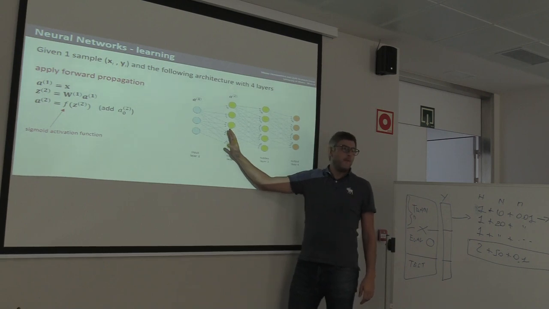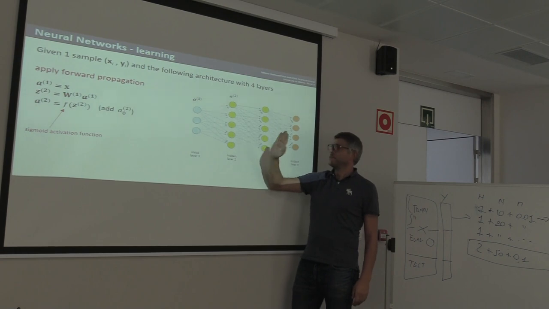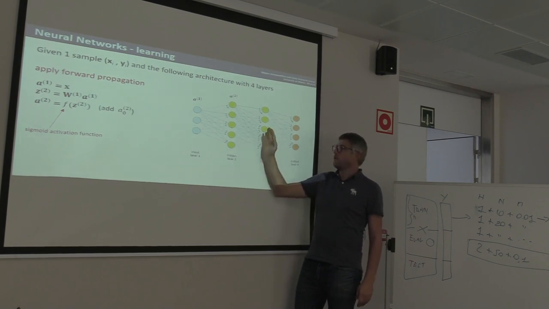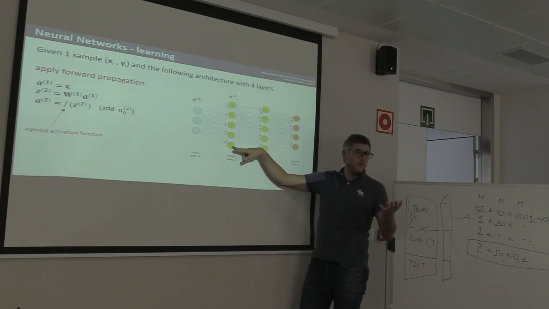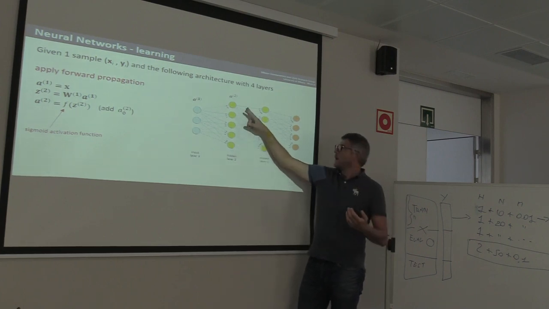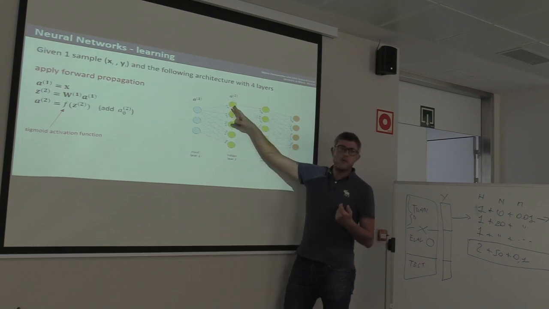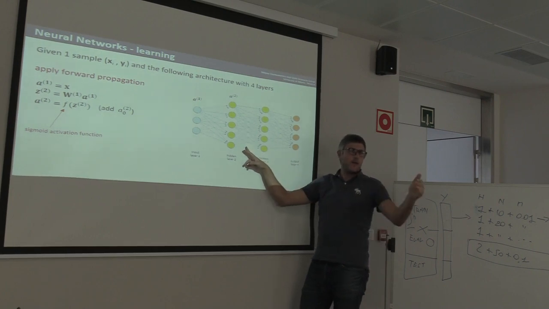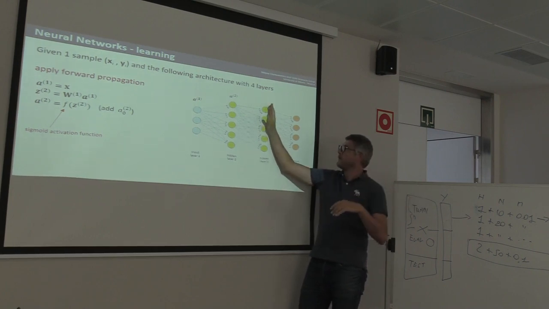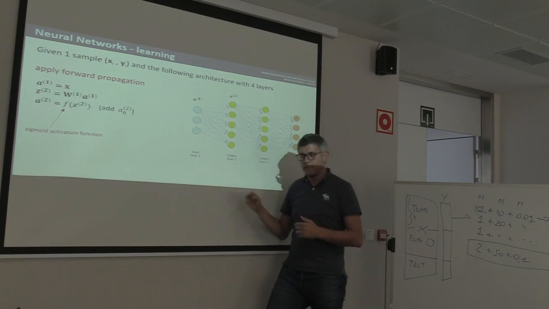Then do you remember what happens? We go from here to here. We now use this activation as input variables. We use all the weights here, so we get the linear combination between this activation and the weights. Then we use the logistic function to get the activation in the third layer, which is the second hidden layer.